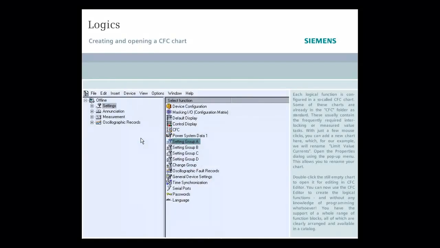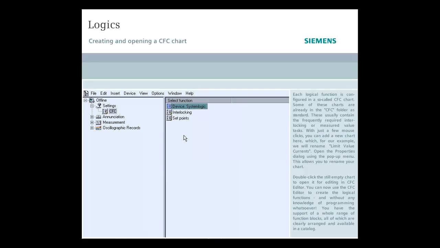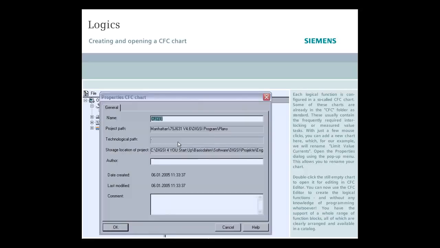Each logical function is configured in a so-called CFC chart. Some of these charts are already in the CFC folder as standard. These usually contain the frequently required interlocking or measured value tasks. With just a few mouse clicks, you can add a new chart here, which, for our example, we will rename Limit Value Currents. Open the Properties dialog using the pop-up menu. This allows you to rename your chart.